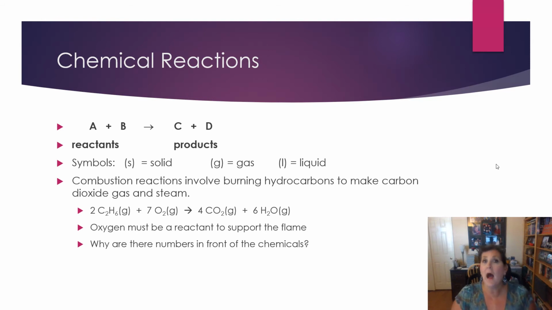Now, we also, behind each chemical, use a symbol to indicate its state of matter. Parentheses S is for solid, parentheses G is for a gas, and parentheses L is for a liquid.